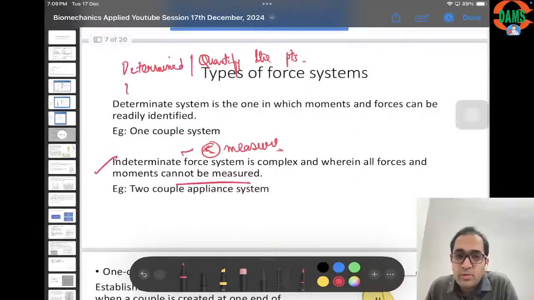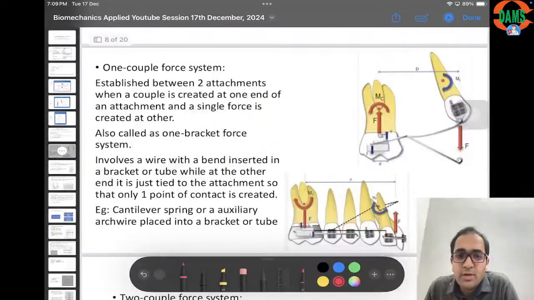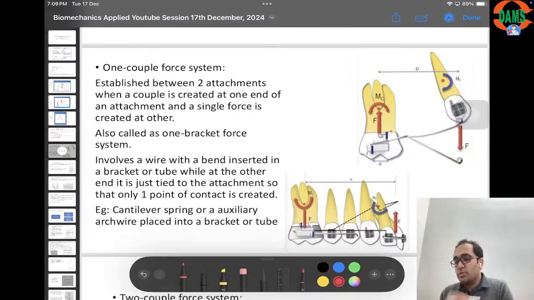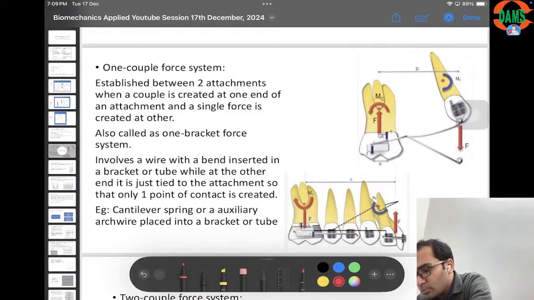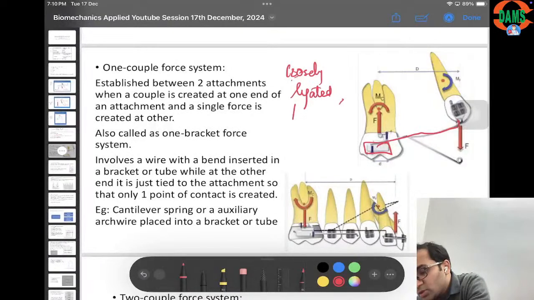So the example of a determinate force system is a one couple system and indeterminate is a two couple system. So what is a one couple force system? A one couple force system is established between two attachments when a couple is created at one end, an attachment, and a single force is created at the other, also known as a one bracket force system. In this, the wire is inserted inside one slot like this and it is loosely ligated or just touching, or lightly placed.